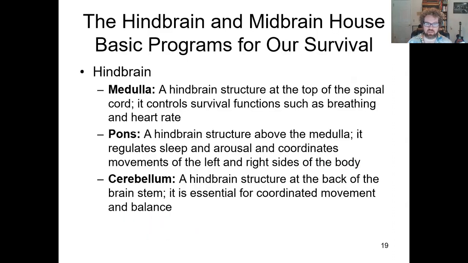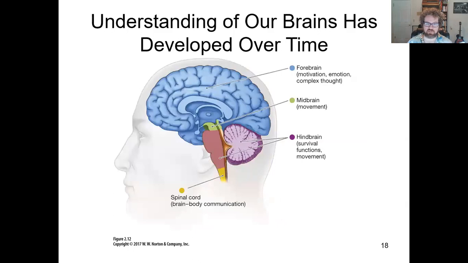All right, so we've talked a little bit about the hindbrain you see here at the bottom, involving survival function and movement. We've talked a little bit about the midbrain, but now I want to spend the rest of this lecture talking about the structures of the forebrain, because as you see here in this slide, the forebrain is the largest part of the brain, and the forebrain itself has two sub-neighborhoods, if you will, two subdivisions within the larger neighborhood of the forebrain.